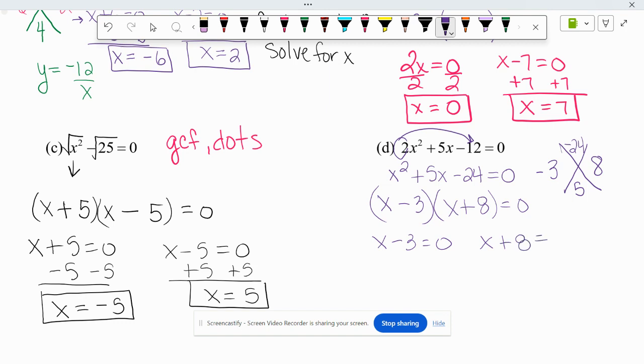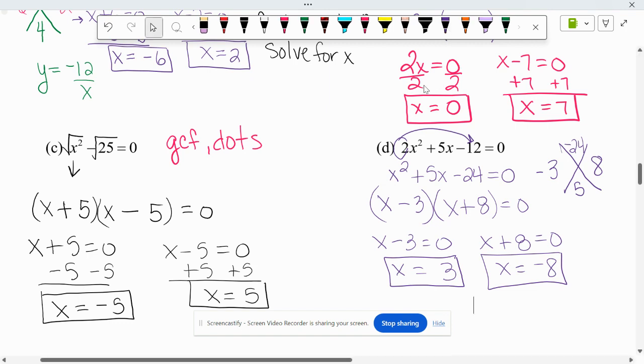X plus 8 equals 0, and x minus 3 equals 0. So that means x equals 3, and x equals negative 8. Those are where you cross the x-axis. Those are where you cross the x-axis, okay?